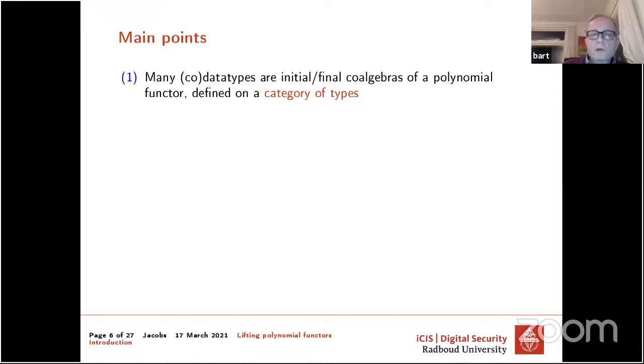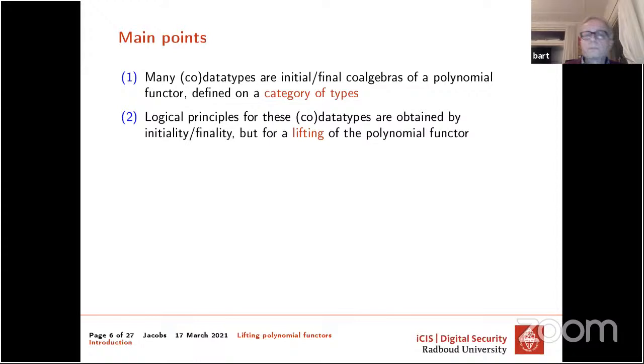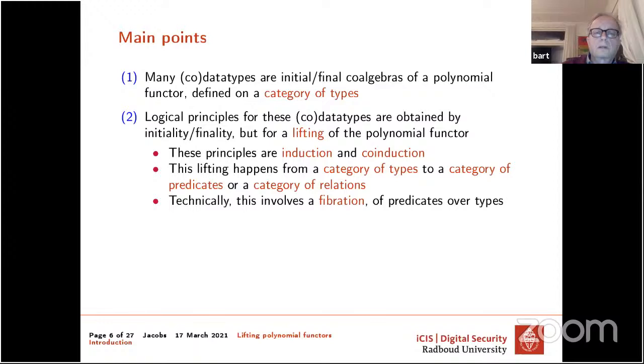What are the main points? Well, data types or co-data types in computer science appear as initial and final algebras or co-algebras of such polynomial functors when defined on a category of types. And the logical principles for reasoning about these data types or co-data types, like induction and co-induction, can be described by lifting these functors to a logical level. And Helle already talked about predicate and relation lifting, and I'll describe this in a more systematic context here.